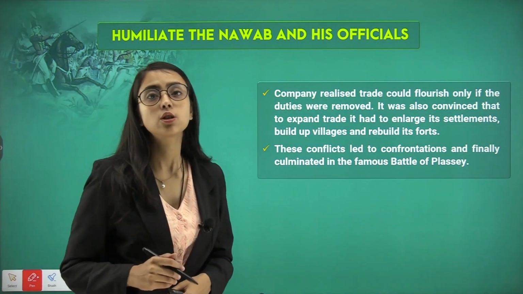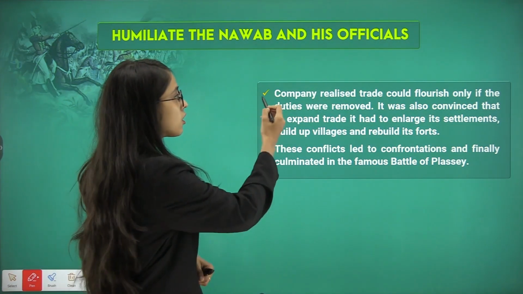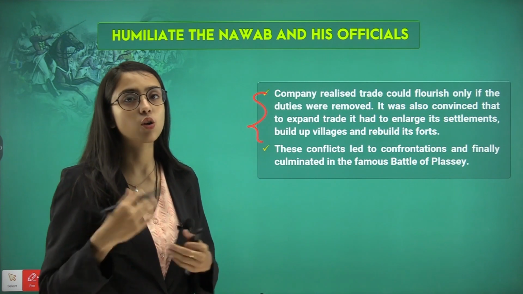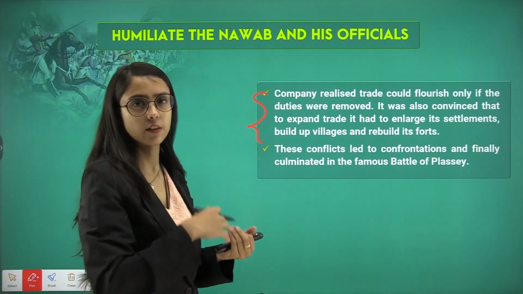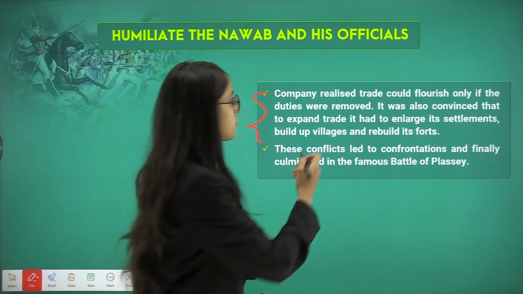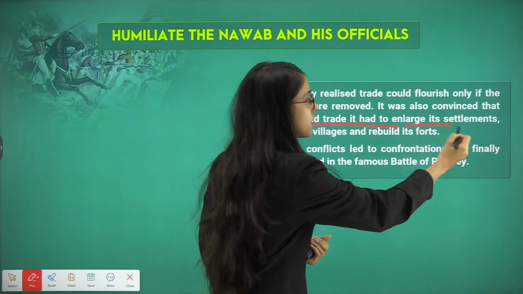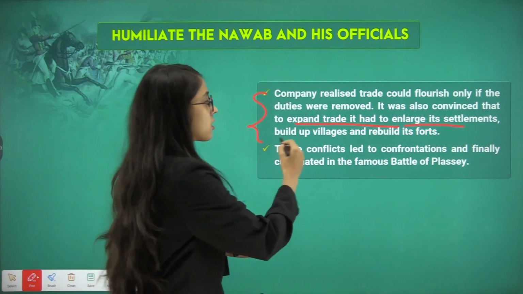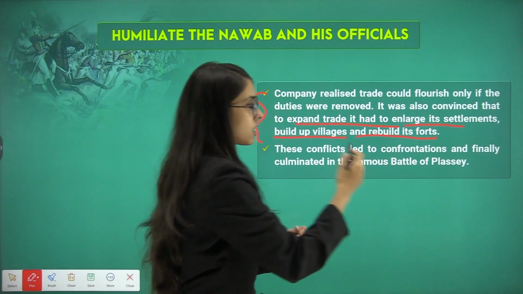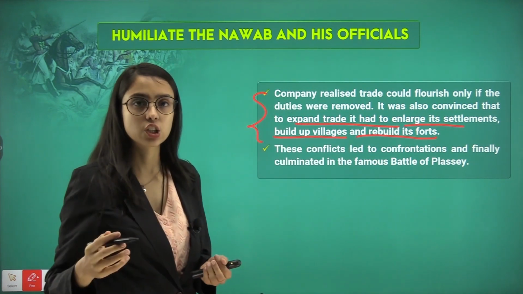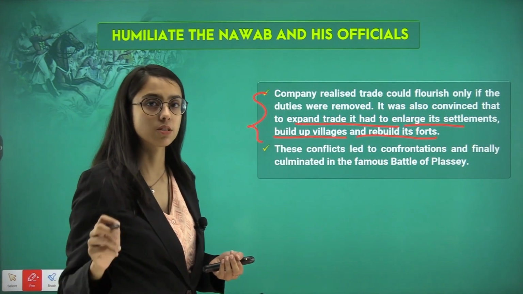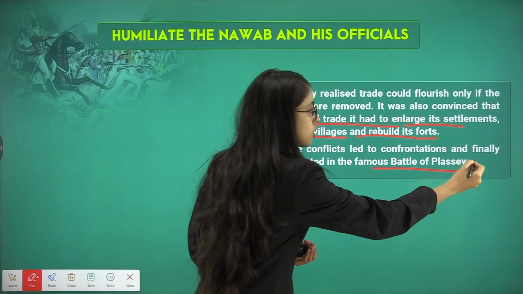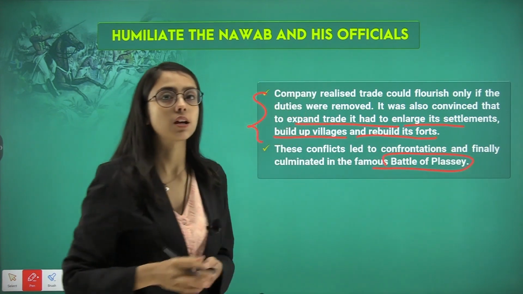Here you need to note one important thing. There were a lot of things that were happening. There were conflicts due to several reasons that we discussed earlier. Apart from that, they started to expand and enlarge their settlements. They started to build up villages and rebuild forts. This resulted in confrontations and led to the famous Battle of Plassey. So now you know why the Battle of Plassey was fought.